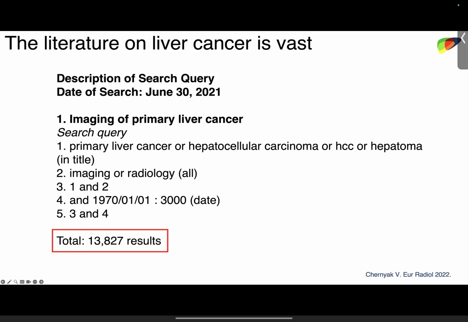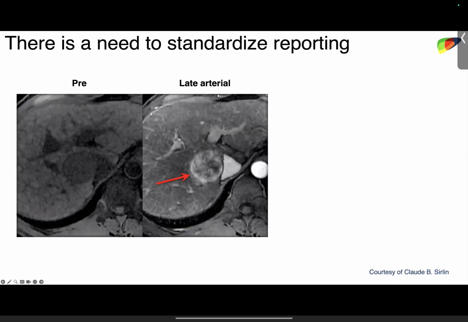The literature on liver cancer is very vast, with more than 10,000 peer-reviewed manuscripts published since 1970. So the desire to develop a lexicon stems from the observations that there are many discrepancies in terms of terminology used in the liver imaging literature, and also discrepancies in the definitions for the same terms. Here are two examples of why we need to standardize reporting.